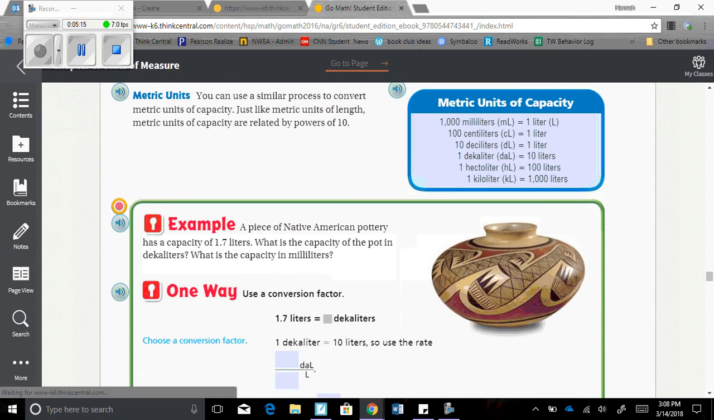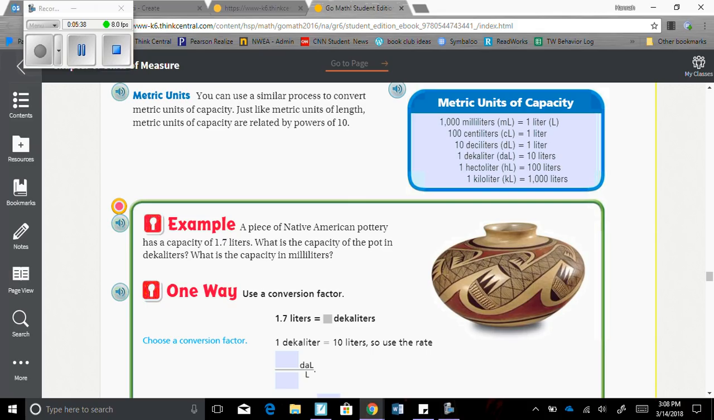Metric units. You can use a similar process to convert metric units of capacity. Just like the metric units of length, metric units of capacity are related by powers of 10. Okay, so if it's metric, it is related by powers of 10. Metric units of capacity are over here in the blue box. It says 1,000 milliliters equals 1 liter.